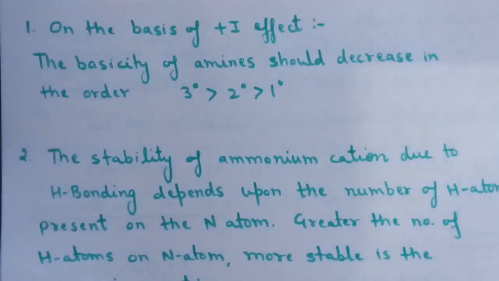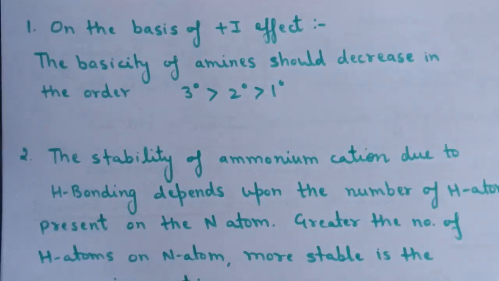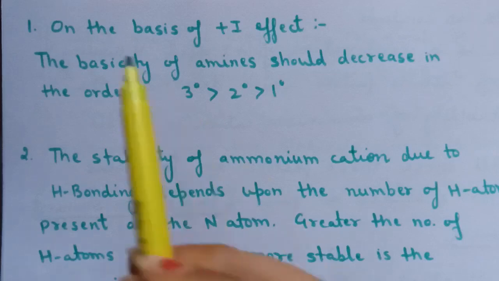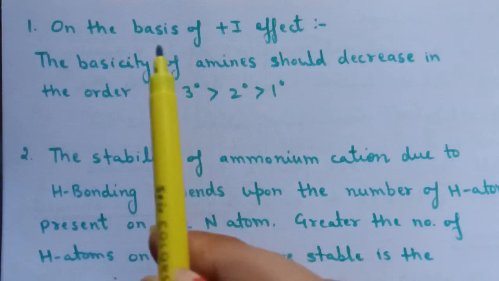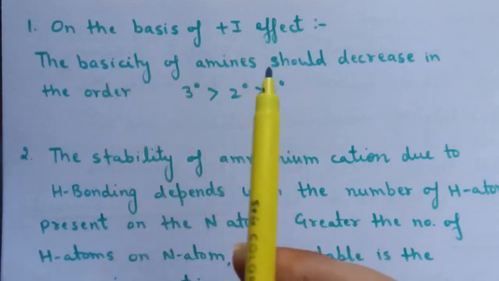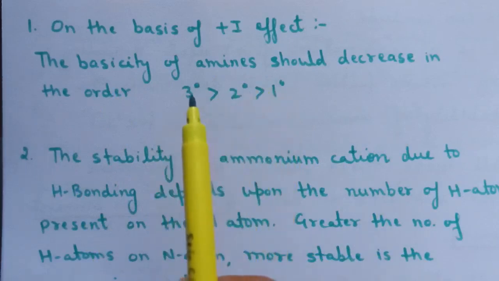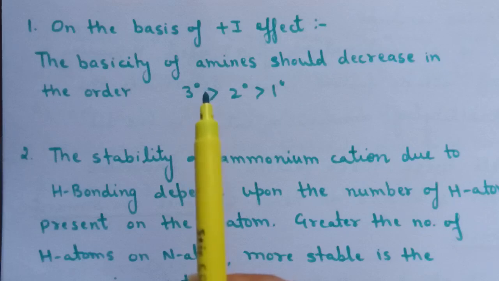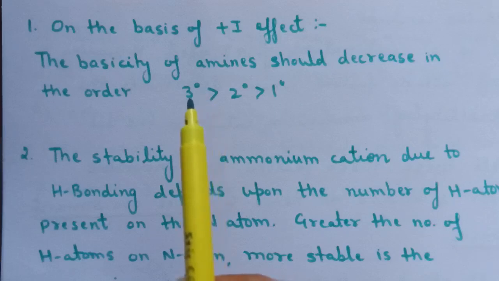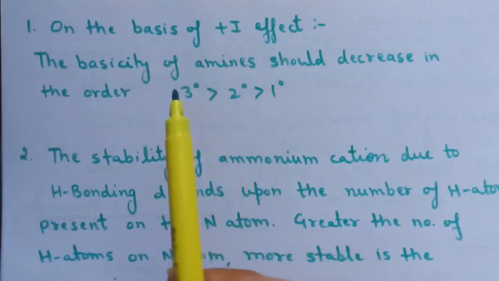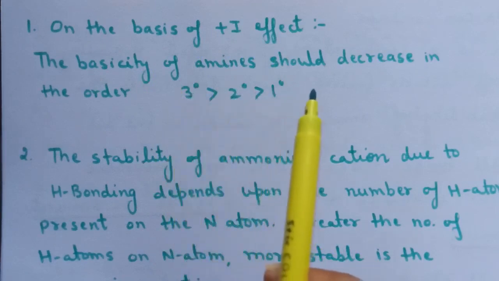Now one by one we will discuss the three factors which decide the stability of ammonium cation and therefore decide the basicity in aqueous phase. First is on the basis of plus I effect. On the basis of plus I effect, the basicity of amines should decrease in the order, that is tertiary, secondary and primary. Because in case of tertiary there are 3 R groups, so plus I effect is more, and therefore the lone pair of electrons is more available for sharing with proton of the acid. So on the basis of plus I effect, the order is tertiary, secondary and primary.